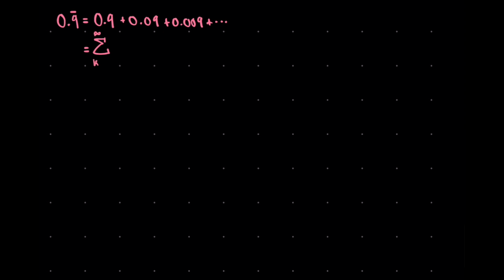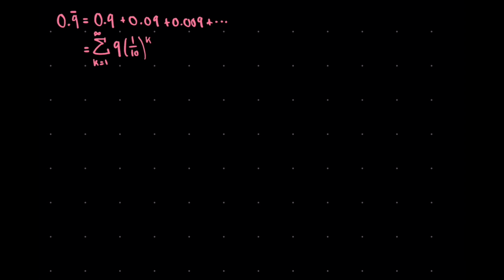So we have that the sum from k equals 1 to infinity of 9 times 1 over 10 to the k. And a quick check will show us that this is in fact the summation that represents this series. If we input k equals 1, we get 9 over 10, or 0.9. K equals 2 gives us 0.09, and so on and so forth.